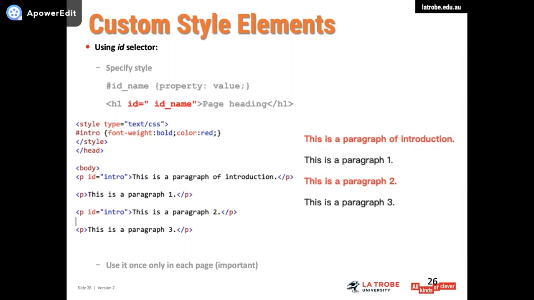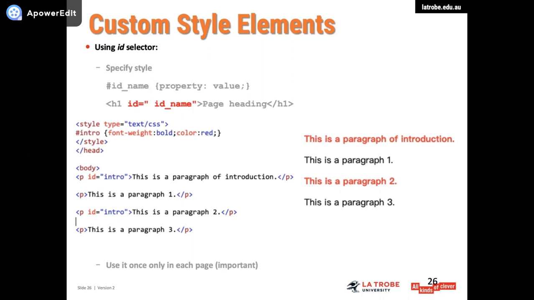So here's the syntax of the ID selector. Begin with the hash character followed by the ID name. You can give any name you want. Then in the curly brackets, first write the property you want to change, then the value of the property. Later, when you want to change some text style within a tag, after the tag name, follow with a space, then put id equals the name you just gave. So the text style will be changed according to what you just defined.